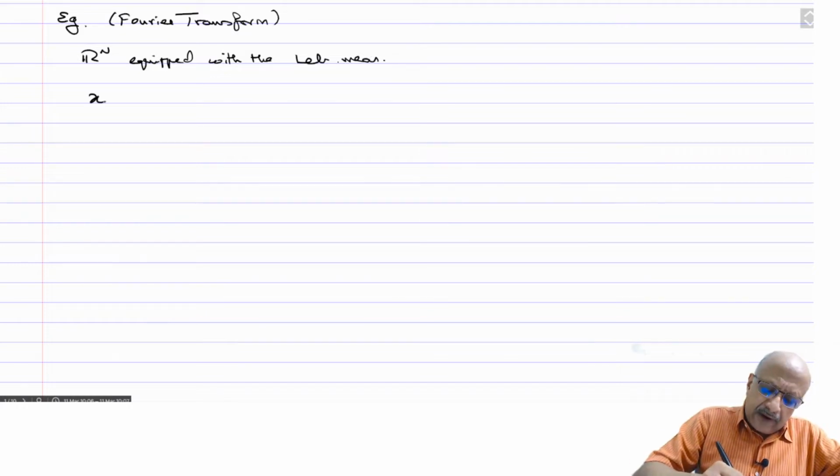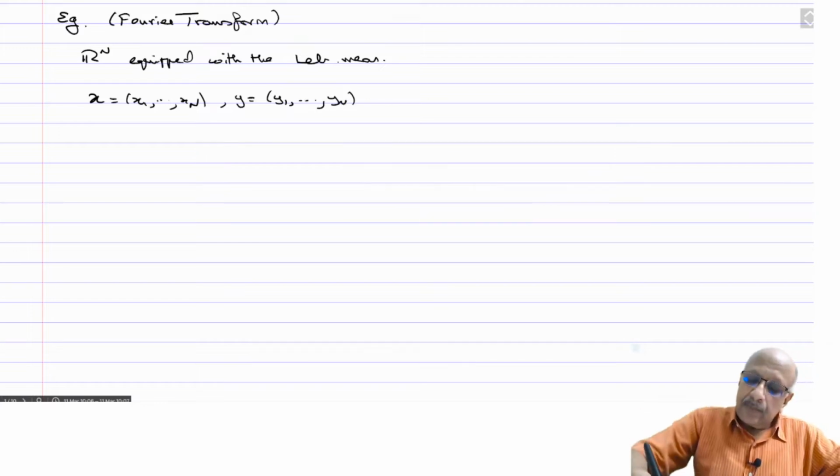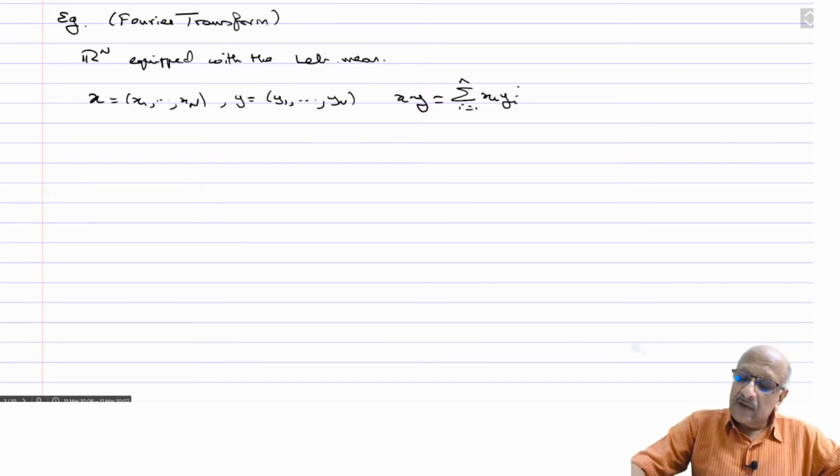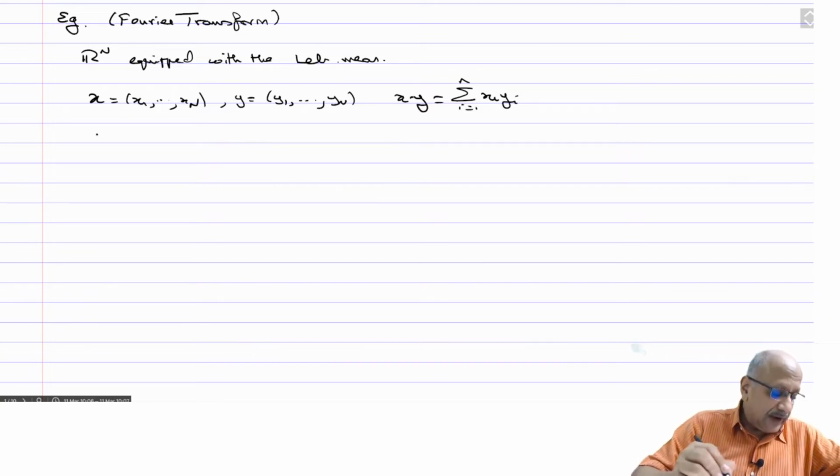Given two vectors x equals (x1, ..., xn) and y equals (y1, ..., yn), the inner product x dot y is given by the sum of xi yi, i equals 1 to n. If it's complex, then of course you put yi bar, in case you're dealing with C^n. Otherwise, in R^n we just write this.